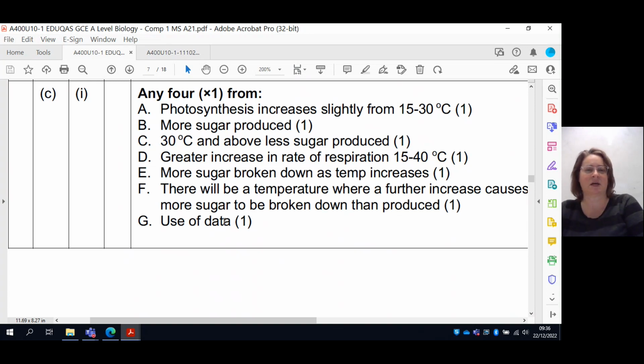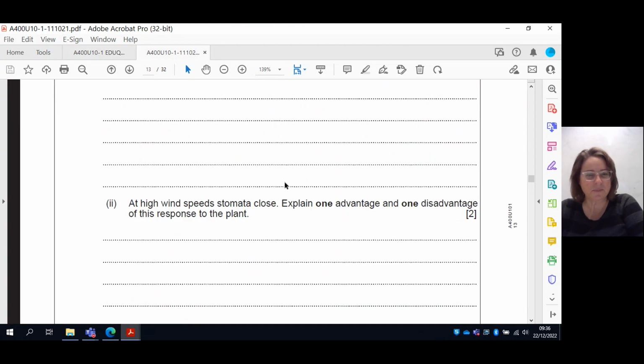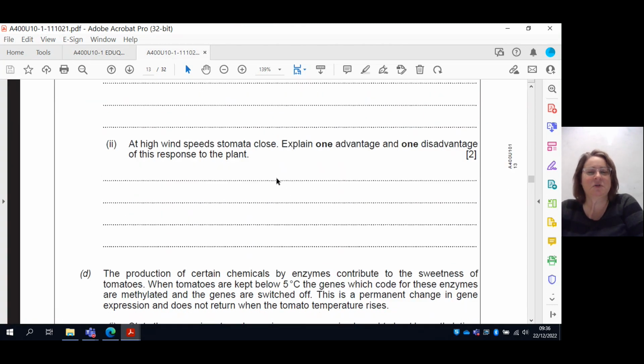And some sort of reference to data, I can give you a mark there as well. It then gives you something about wind speeds and stomata. Now, some of that is component 3, but some of that is a little bit of common sense as well. So an advantage and a disadvantage. If the stomata, and that is a concept from GCSEs as well. So yeah, I've been nice when marking, but I didn't just let you get away with nothing there.